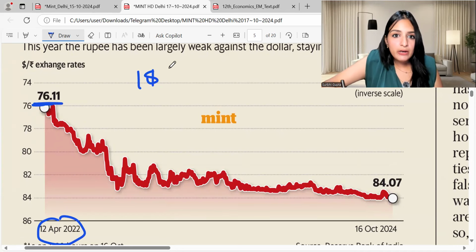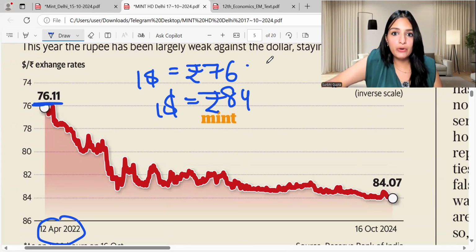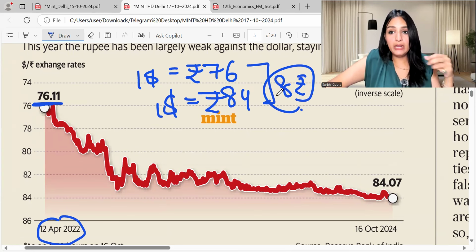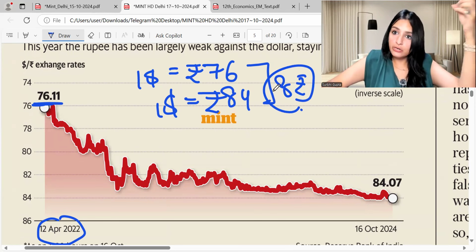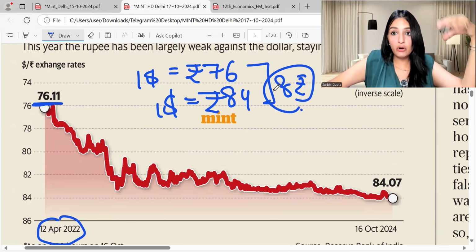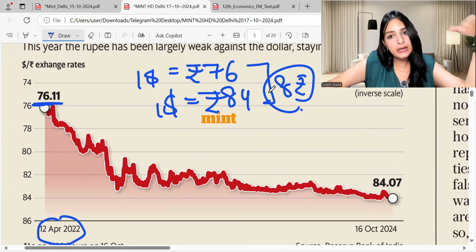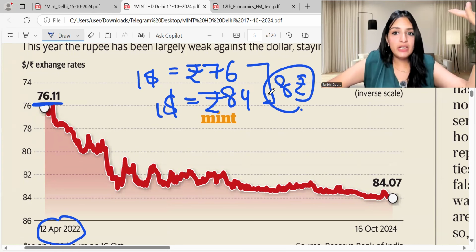In April 2022, just to get $1, you had to pay rupees 76. Now, just to get $1, you have to pay rupees 84. See, it has depreciated by 8 rupees, okay? Now you're paying 8 rupees more just to get the same $1. That means the value of the dollar has gone up, and the dollar is getting appreciated, whereas your rupee is getting depreciated. All right. Have you understood this?